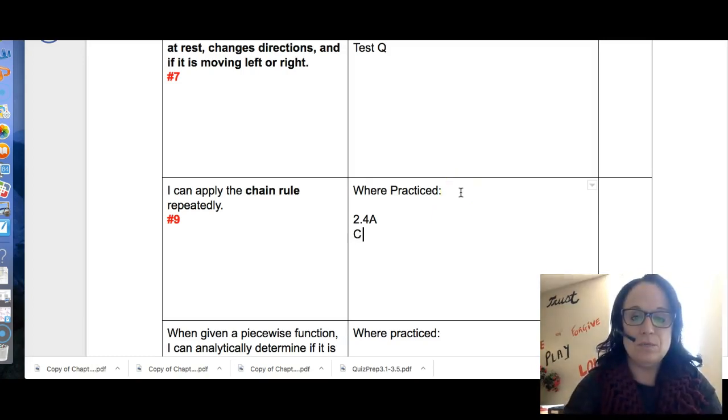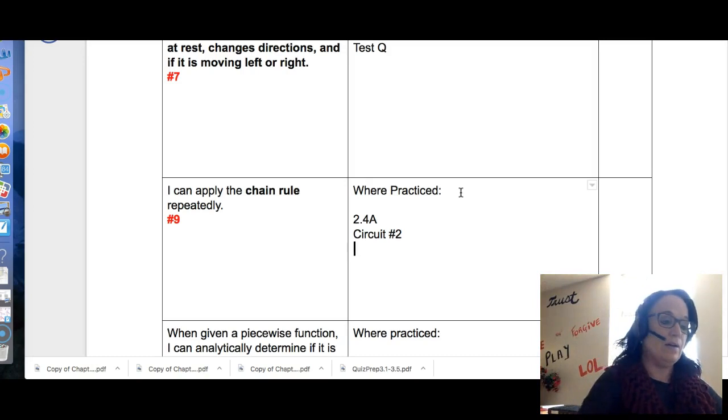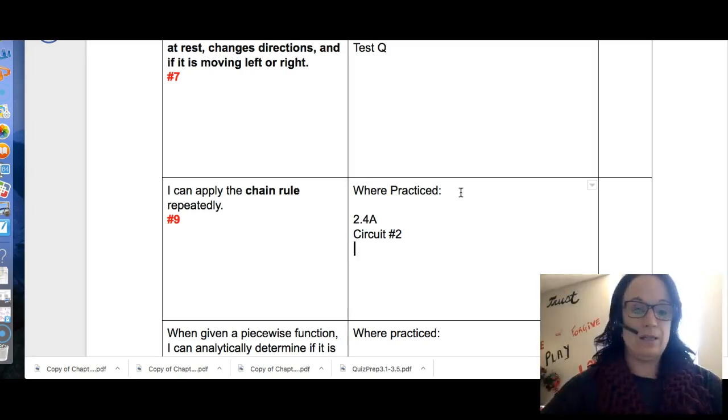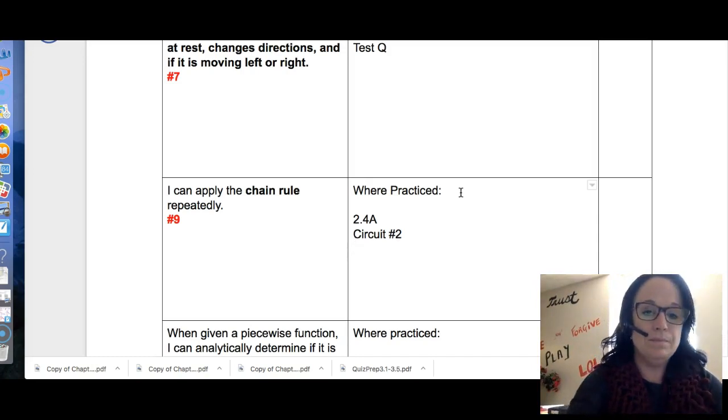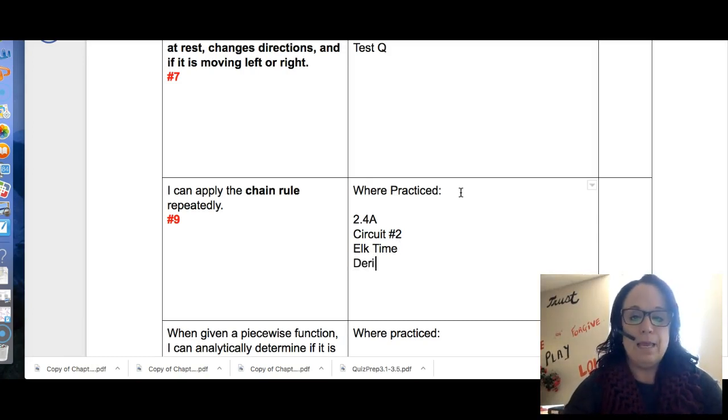We also did this with the second circuit. That one was a little harder than what you'll be expected to do, but if that circuit was easy for you, you're definitely a 4 out of 4 for sure. I also did an Elk Time with that just this past Tuesday. If you were in my Elk Time, we did quite a few of those at the level that you need to be good at. And in your derivative packet, there was a whole page on chain rule.